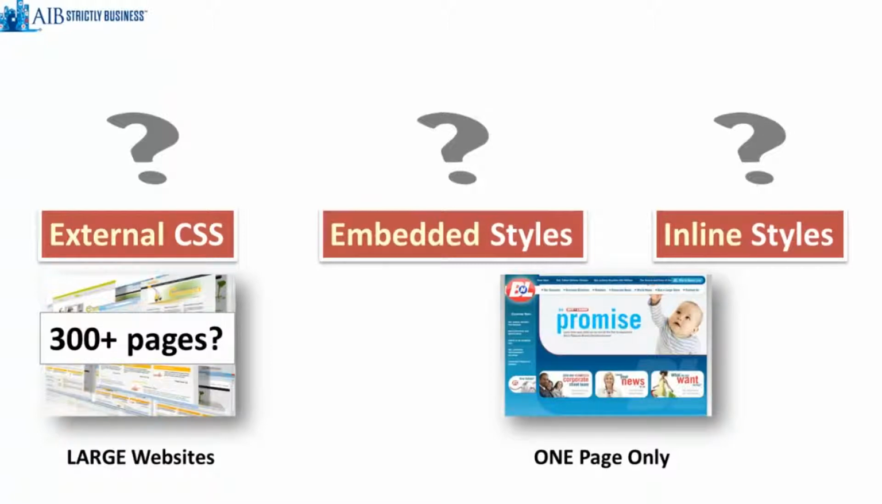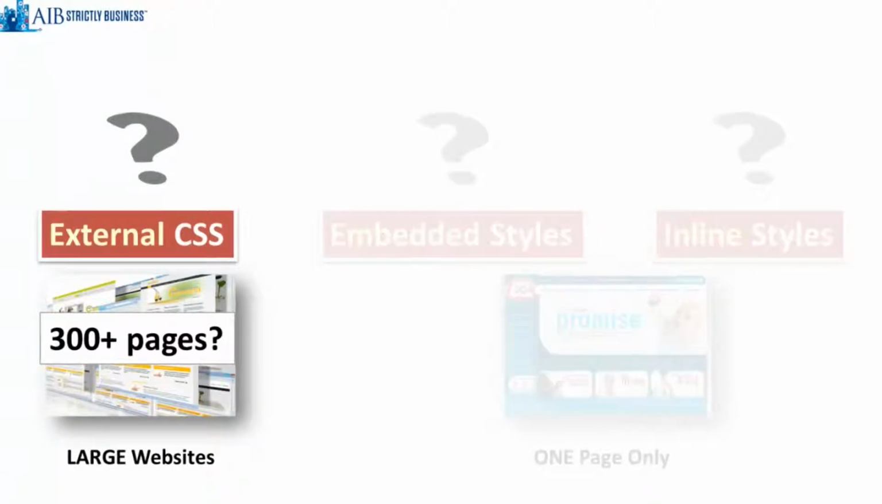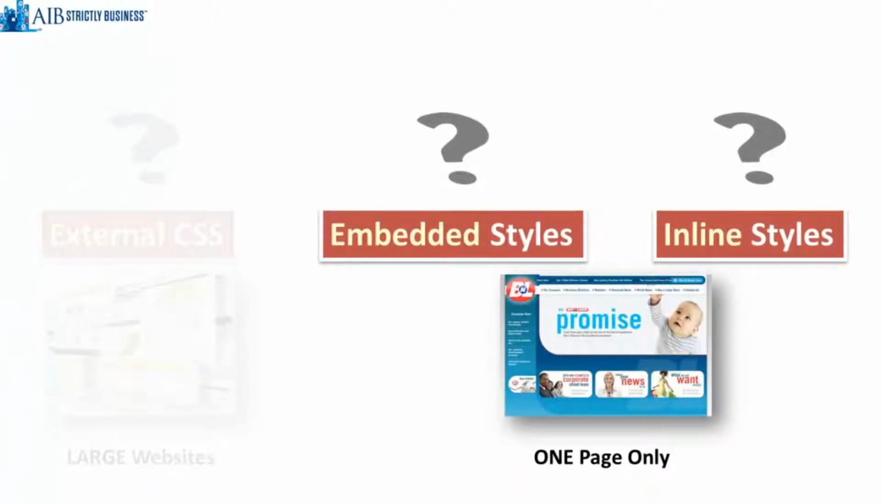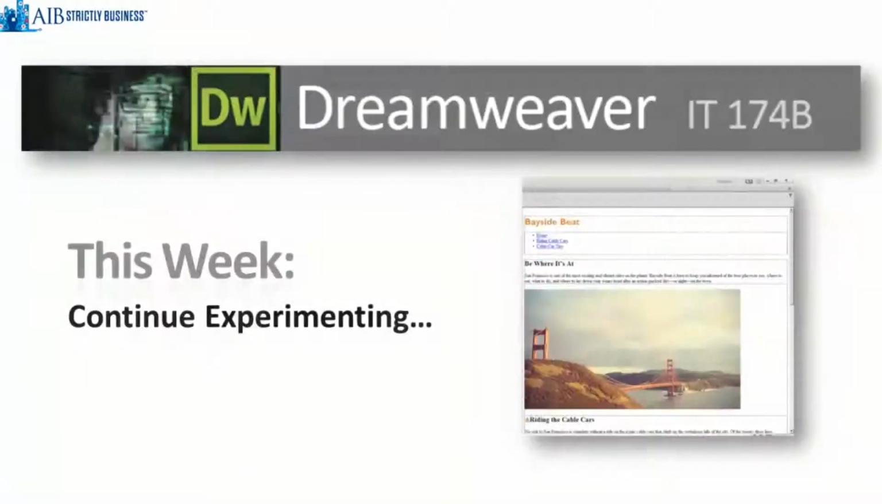For the remainder of this course, we'll primarily be using external style sheets to control the look of a website. If at some point in time it makes sense to add some additional style information to a particular page, you could certainly use embedded or inline styles to do this. This week I would like you to continue experimenting with the Bayside Beat sample website and try creating some additional CSS rules in your style sheet to change the look of the page.